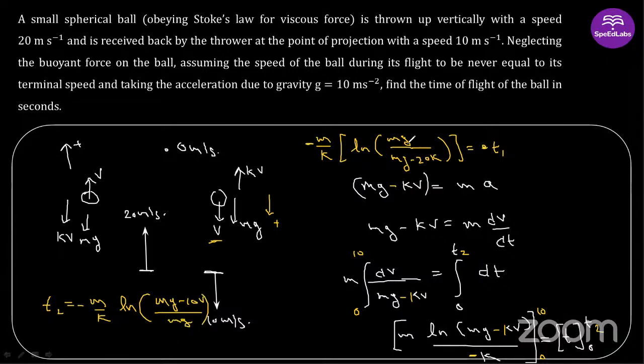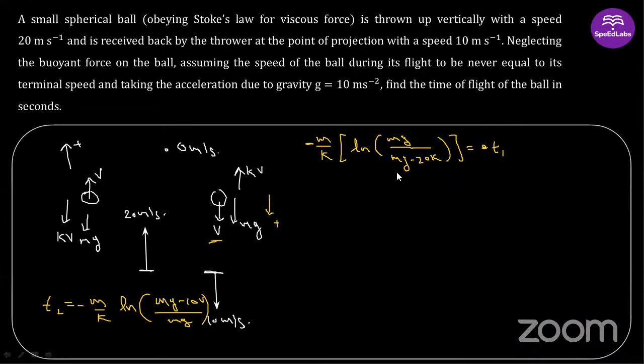What is the total time? Total time is simply t1 plus t2. That is the total time which is being asked. So let us do that. Total time is basically t1 plus t2. And when you add them, basically, as you can see, minus m by k is there in both. And it will be ln of this plus this, right? So we get ln of this into that. That's what we will get.